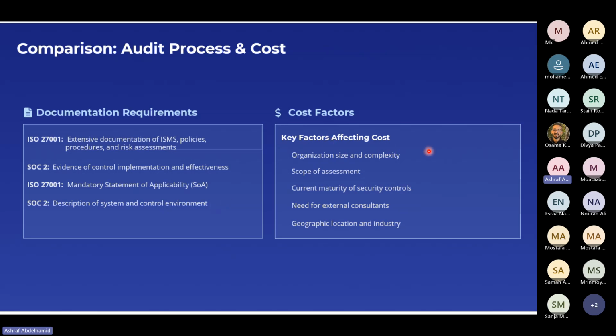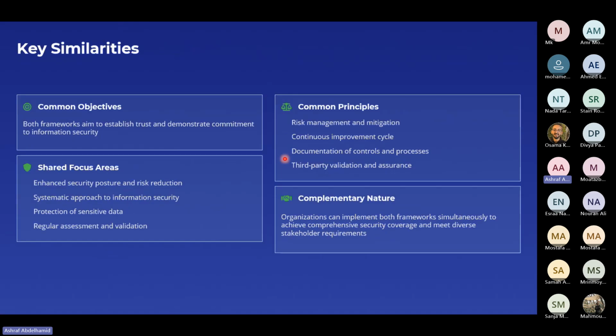Of course, the complexity and the size of the organization will have an impact on the implementation and the cost. The scope of the assessment will also have an impact on the cost and the effort. The maturity level of the controls and the industry, all of that can have an impact on the cost and the implementation factors.